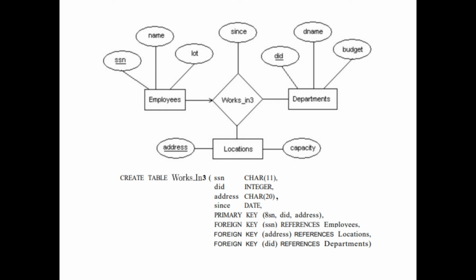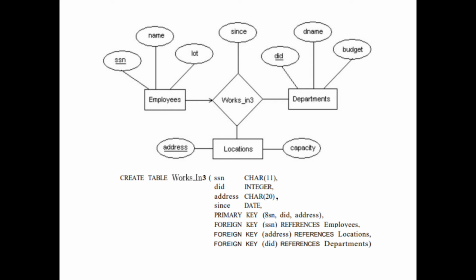Okay, so here the rectangles are employees, departments, locations. That's why these three are the entities. What is the relationship here? A relationship is denoted by a rhombus. So here Works_In_3 is the relationship, between employees, departments, and locations.